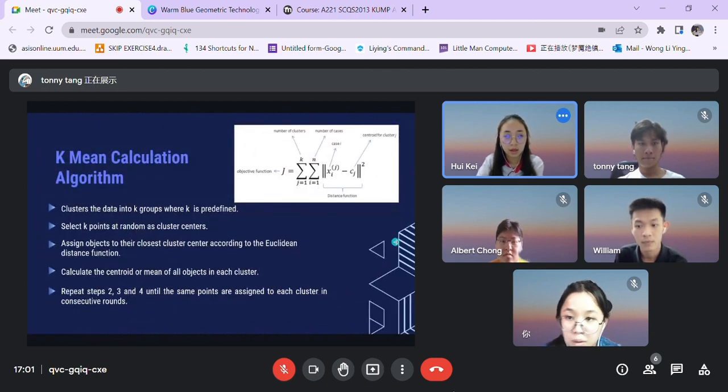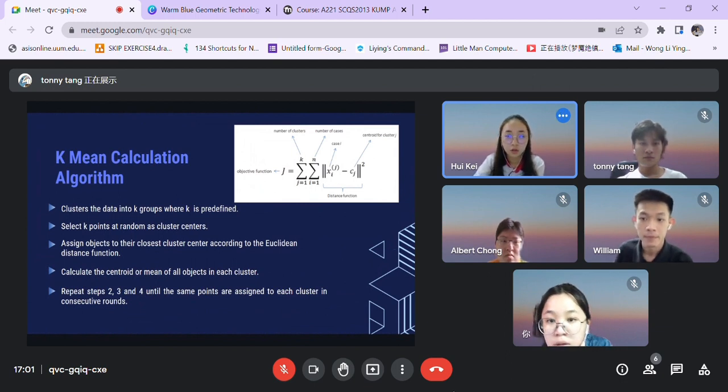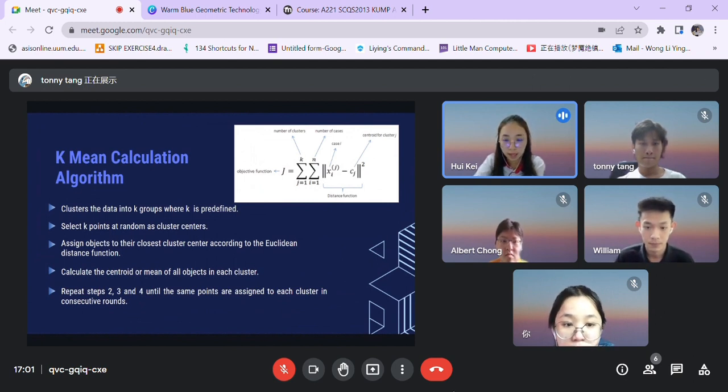Next slide. And next we will talk about the calculation of K-means. The diagram shown in the slide now is the formula of the K-means calculation, and you can see that I have labeled all the symbols below the formula. So the first step is choosing the number of clusters K. The second step is to randomly select any K data points as cluster centers, and select the cluster centers in such a way that they are as far as possible from each other.